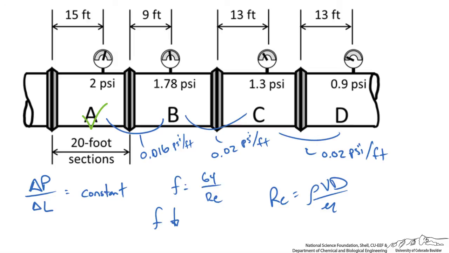Since we have a smaller value between the two gauges in A and B, we would expect that the diameter in section A is larger.